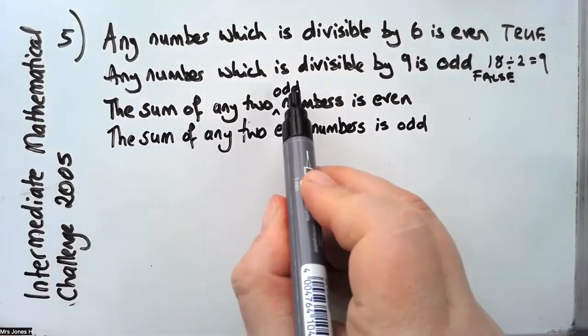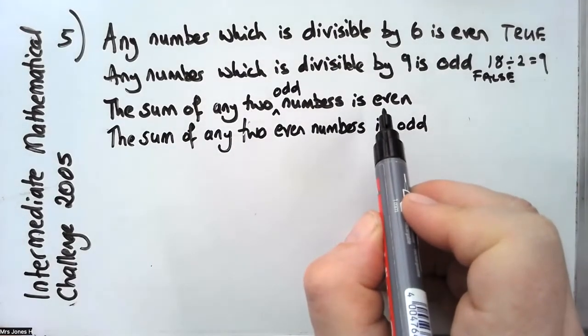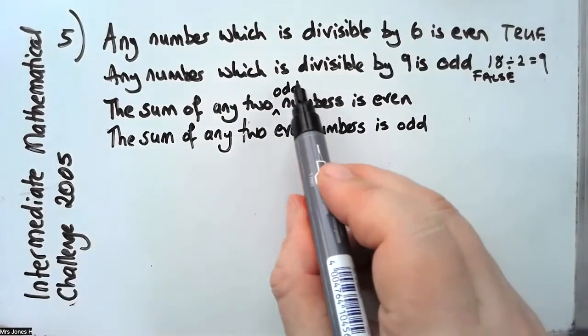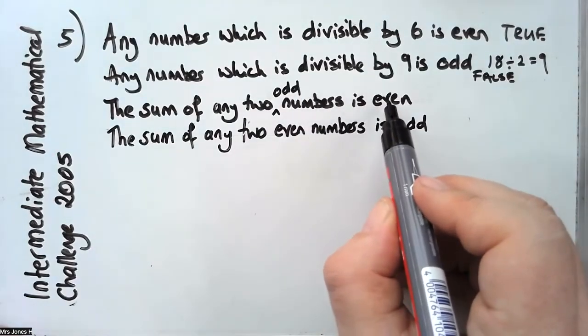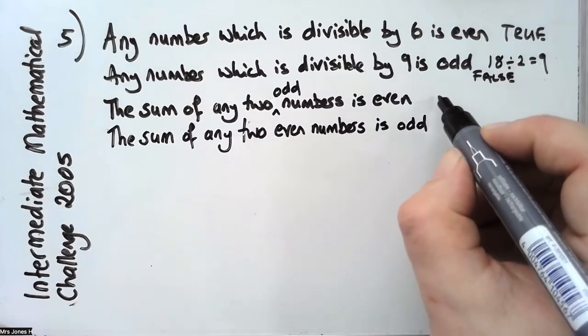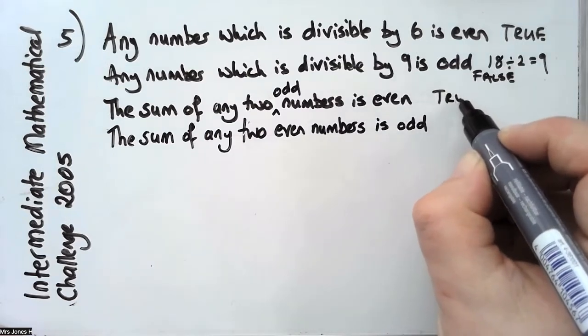The sum of any two odd numbers is even. The sum of two odd numbers or two even numbers is actually always going to be even. Therefore this is true.